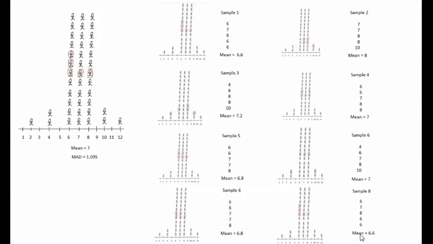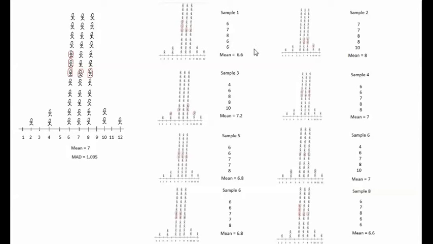So each sample has its own sample mean. Some of them were more accurate than others because some of them were closer to the population mean and some were further away from the population mean. Some of them overestimated the population mean. Let's look at which ones overestimated. 8 is higher than the population mean of 7, so this sample overestimated the population mean. 7.2 was a little bit above 7, so this sample overestimated the population mean. So 2 of them overestimated.